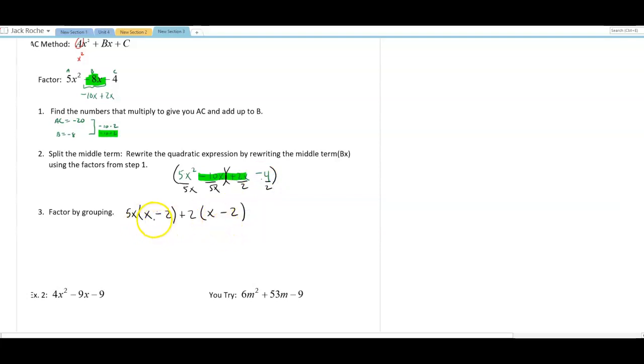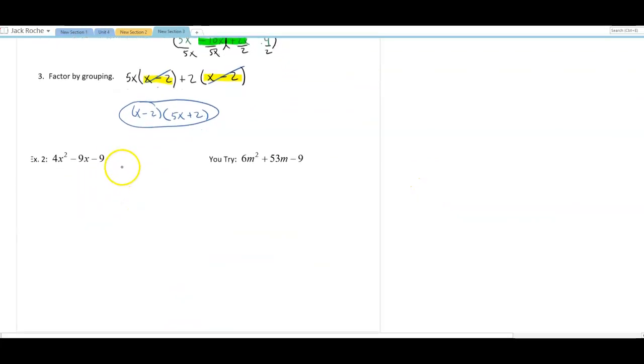So now, if I look, these should match up. And once these match up, I'm going to pull out that common binomial factor of x minus 2. And what do I have left over here? 5x. What do I have left over here? Plus 2. And we are factored. Okay, I can check my answer by doing x times 5x gives me 5x squared. x times 2 is 2x. Negative 2 times x is negative 10x. 2x minus 10x is negative 8x. And negative 2 times 2 is negative 4.